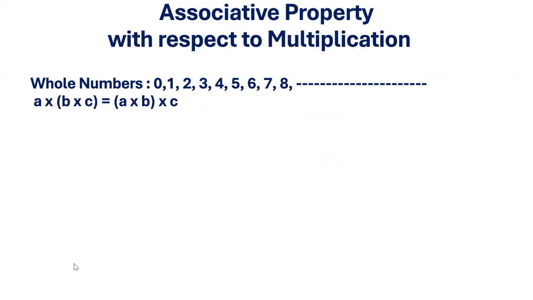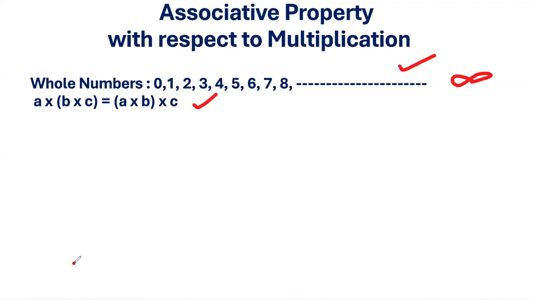Associative property with respect to multiplication. We are checking in whole numbers. This is the set of whole numbers: 0, 1, 2, 3, 4, 5, 6, 7, 8. It is going till plus infinity. And what is the associative property with respect to multiplication? This is the property: A multiplied by (B times C) is equal to (A multiplied by B) times C. Only the difference is in brackets.